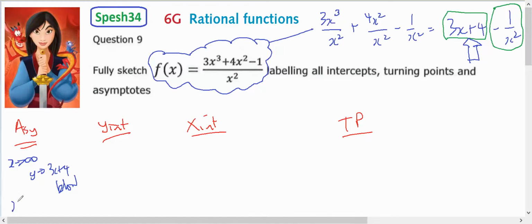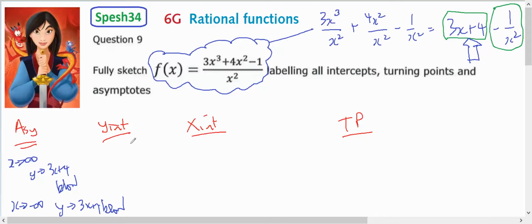As x approaches negative infinity, y approaches 3x plus 4. But if this is negative, when it gets squared, it's going to turn it to positive. Therefore, it's still going to be below.